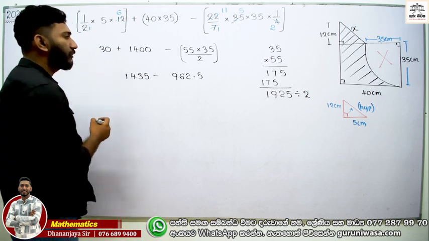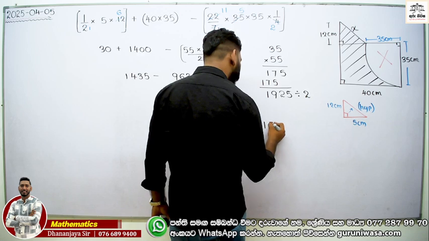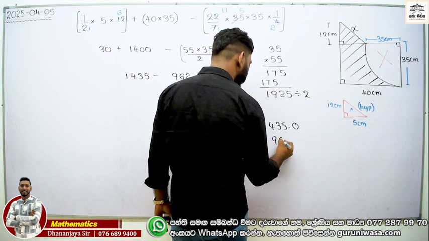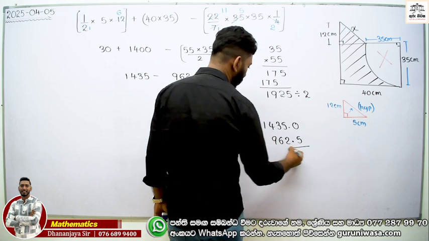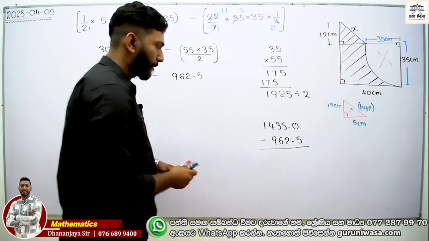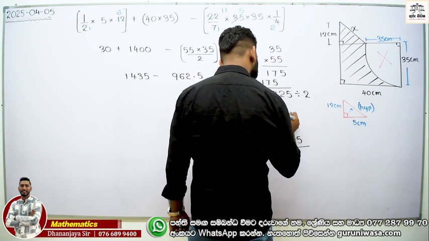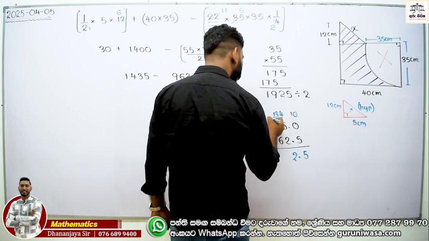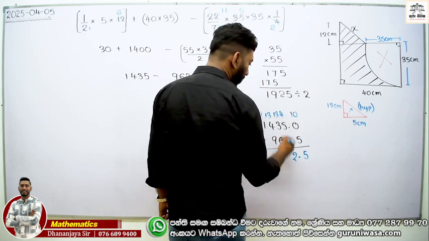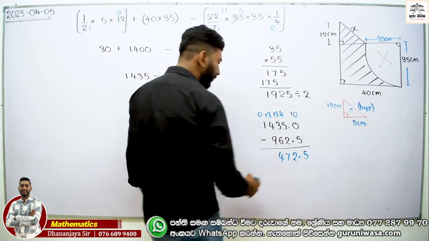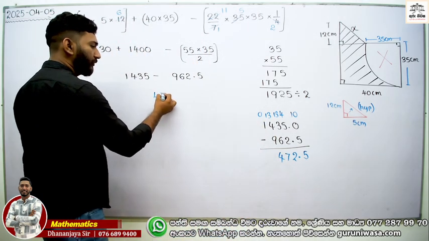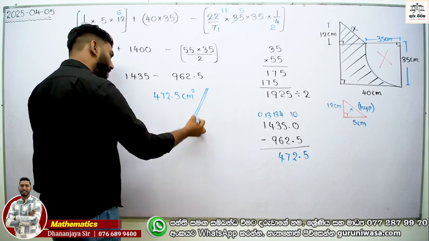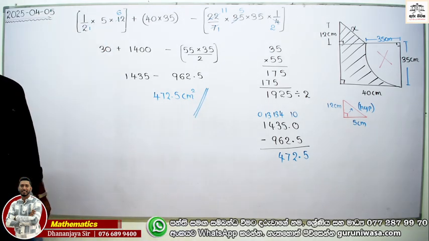Now the final step, we have to subtract. 1435.0 and 962.5. Now you can subtract. Here's a 10 and here's a 4. Now 5, 2, and this one becomes 13, and this one becomes 13, and 0 and 7, and here's a 4. Then the answer becomes 472.5 cm squared. Here is the area, son.